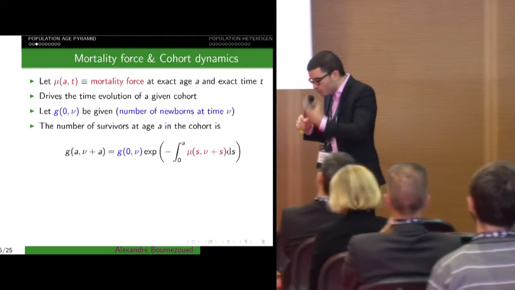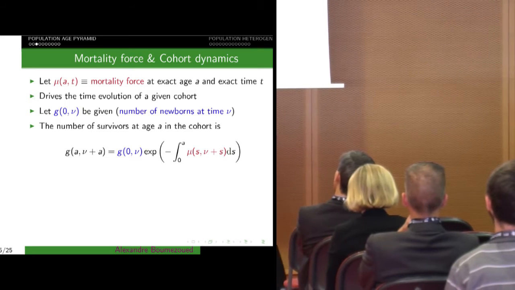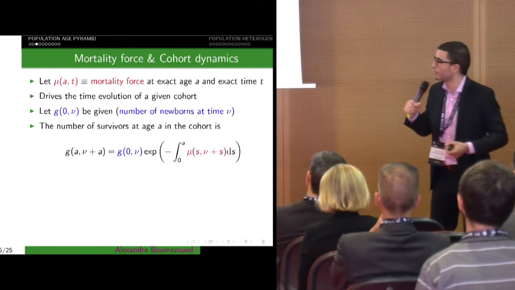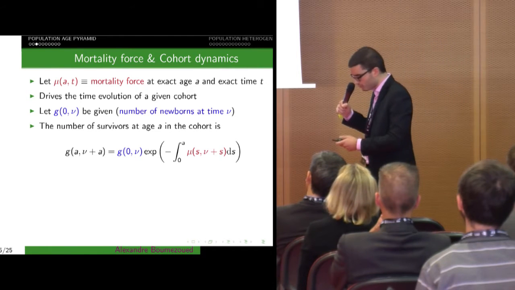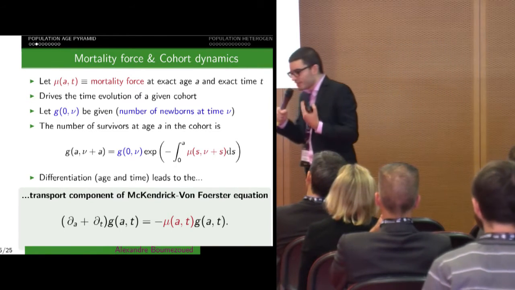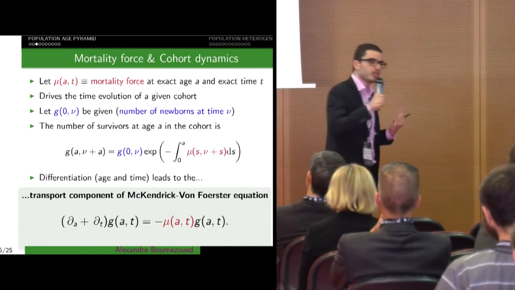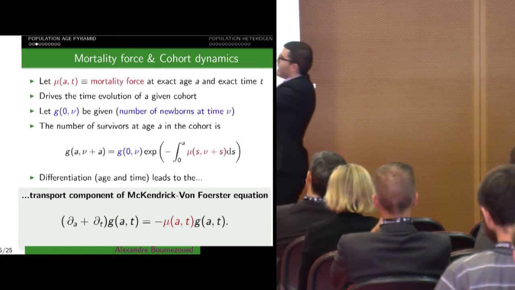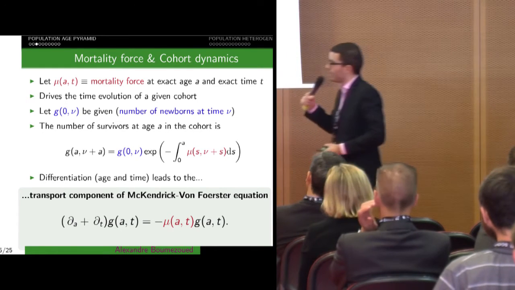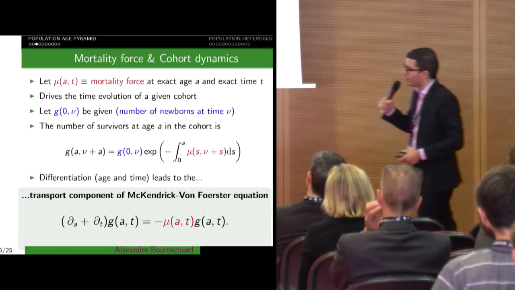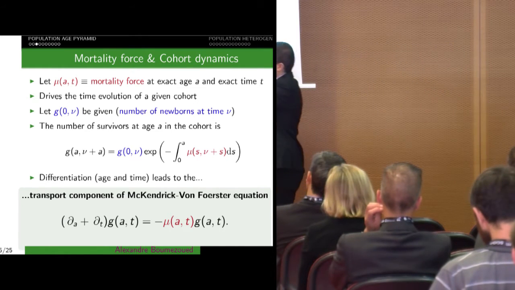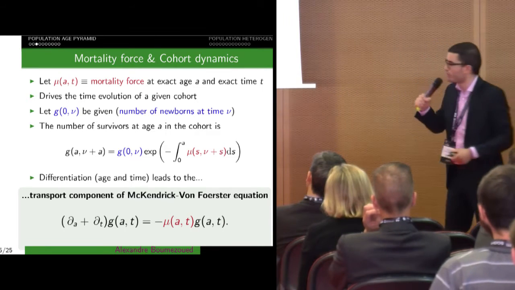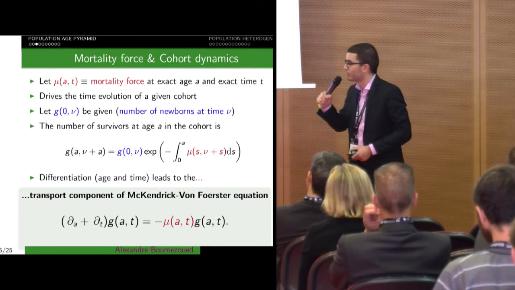Why do I show you this? Because it is the main component of a population model, but it is only the first one, and we will see the second one in a few slides. How to recover this well-known component? In fact, you differentiate in age and time this equation where G(a,t) is given here. If you differentiate by age and time, you recover something which has been known for many, many years in mathematical demography, which is the transport component of the McKendrick-von Foerster equation.